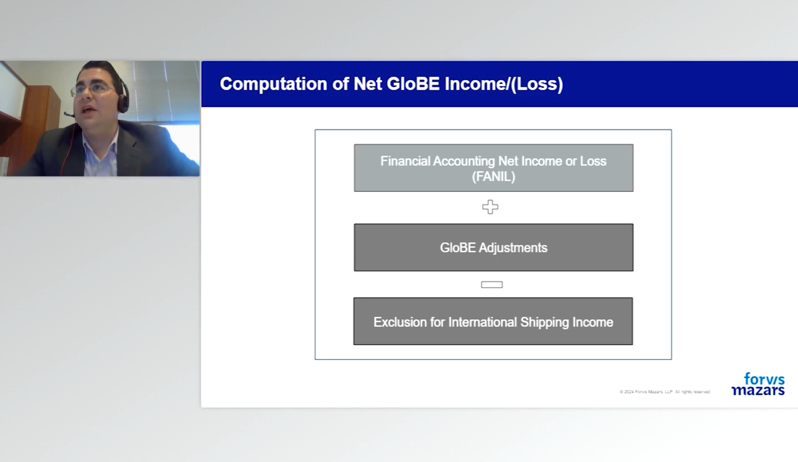Financial accounting net income, for the most part, is really starting with your books that have been adjusted for the UPE or the particular constituent entities, FANL for the respective jurisdiction, and it's usually relatively straightforward. But the one thing we're going to focus in on is this middle component, the GloBE adjustment. So what are they?